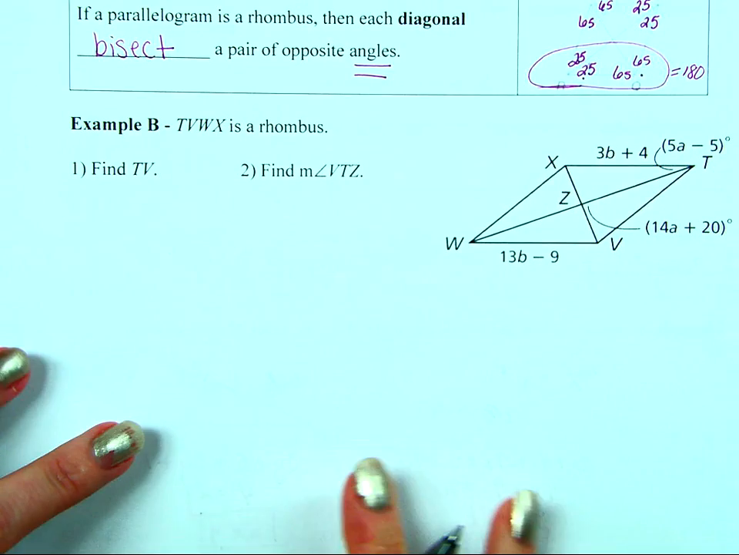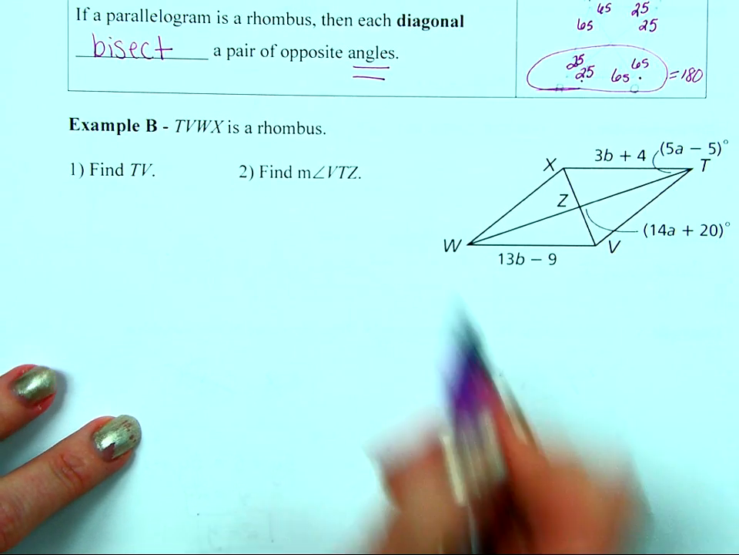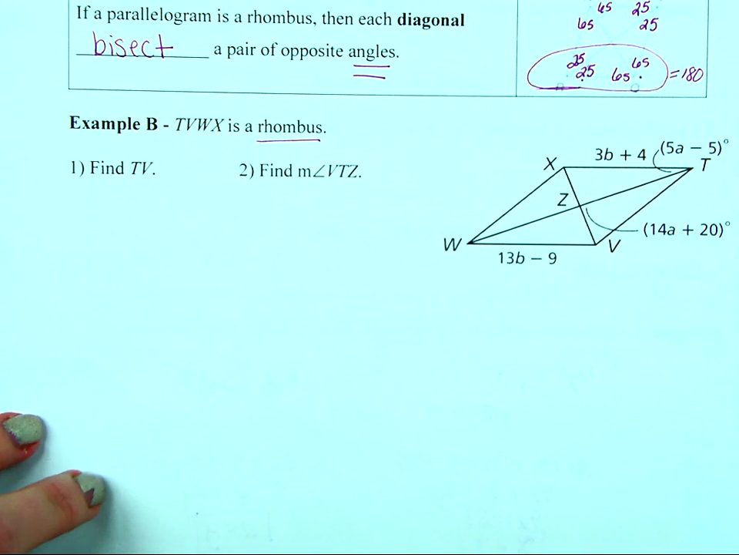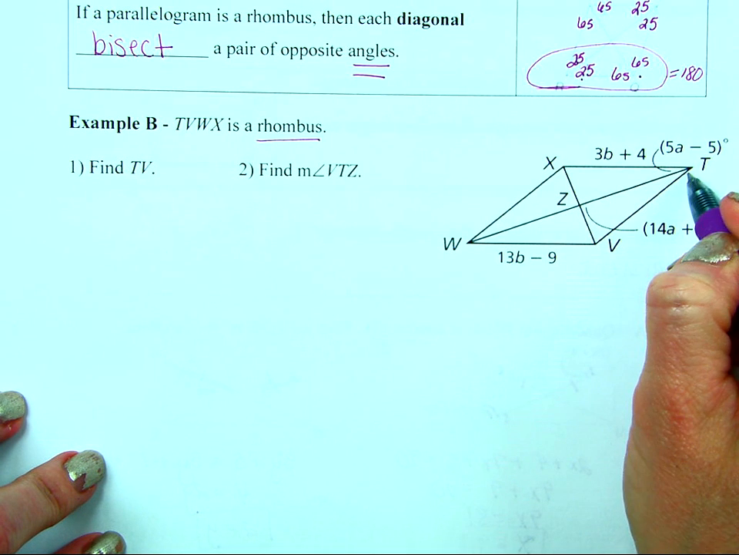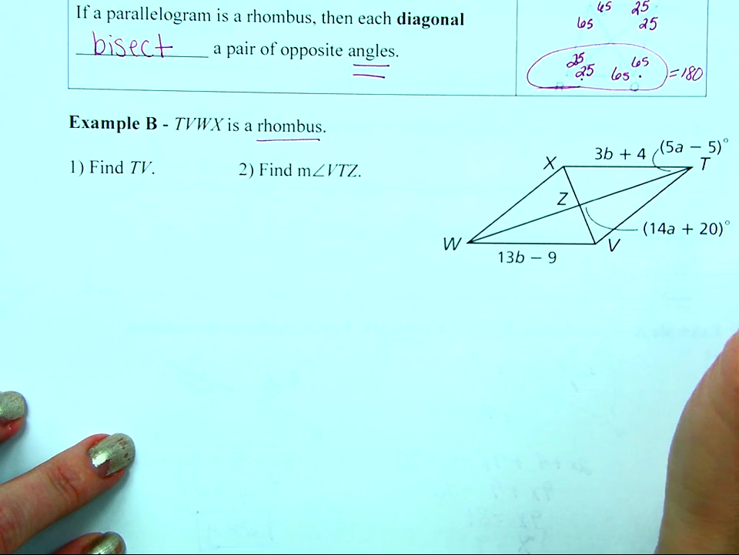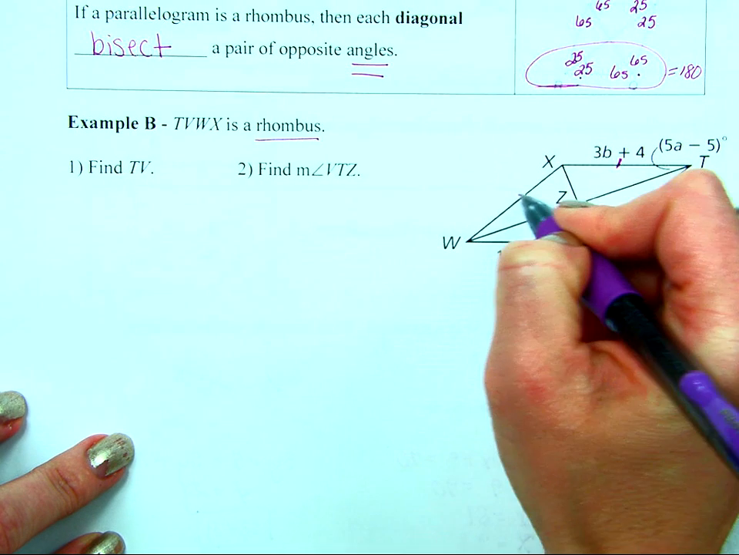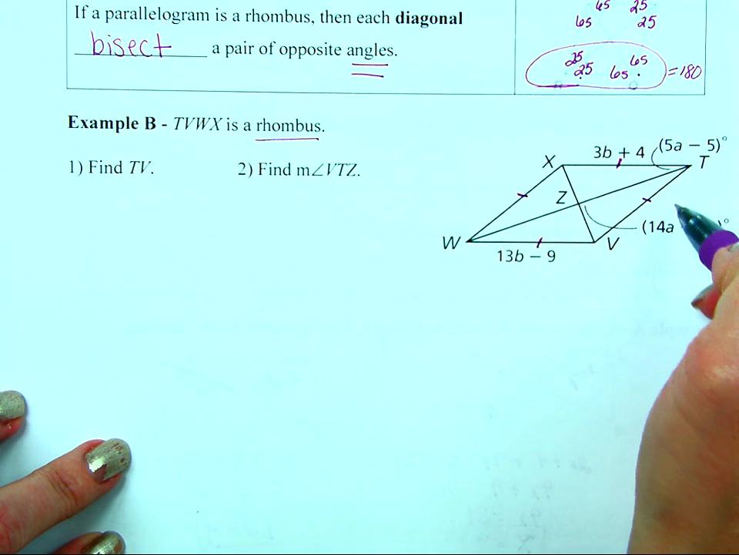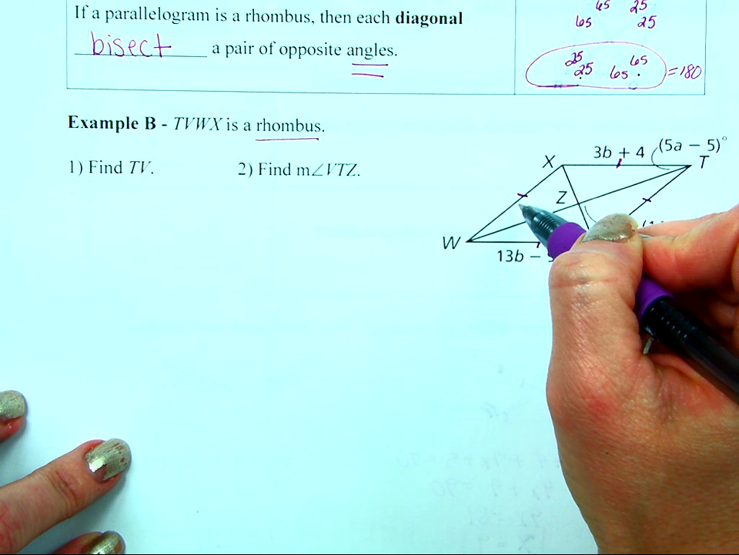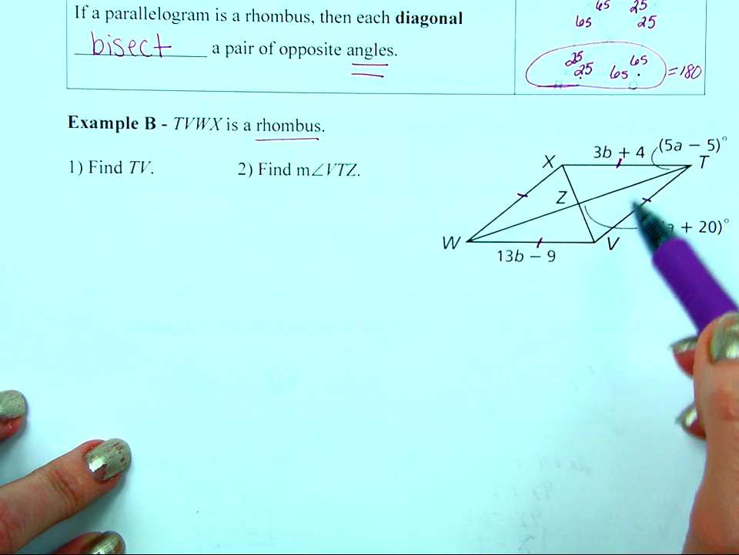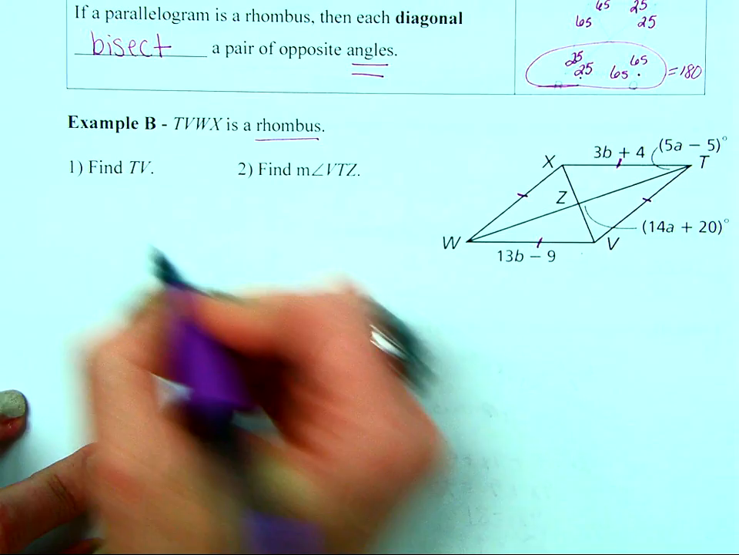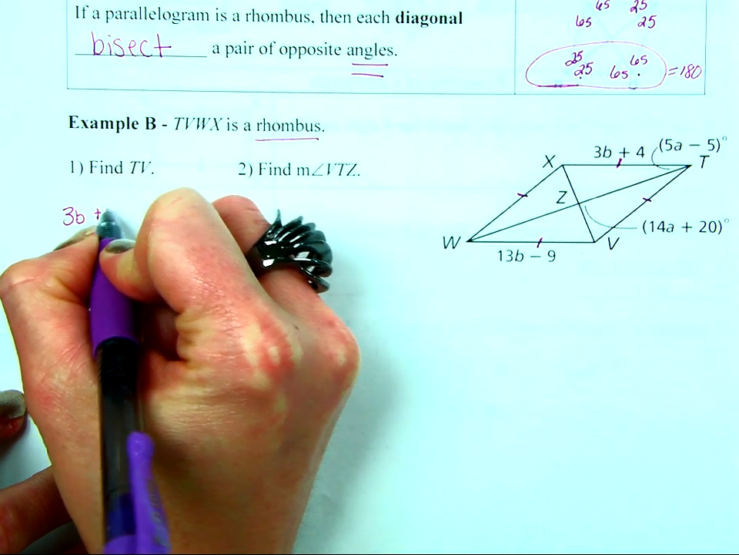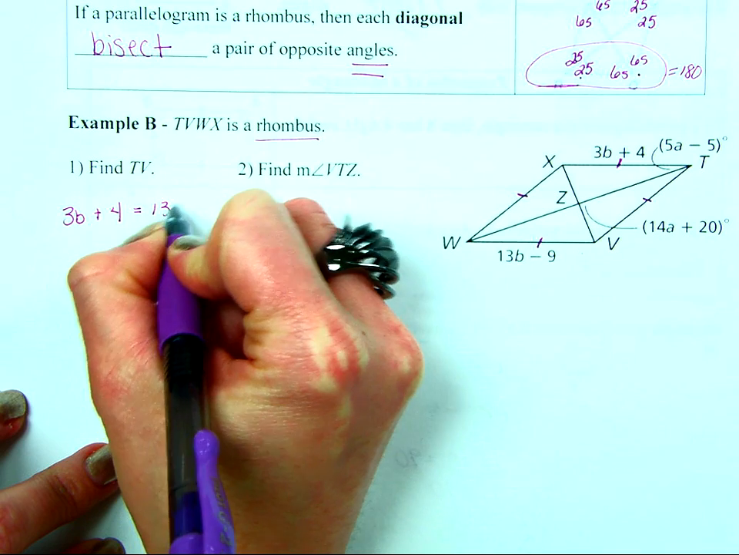Looking down below, my figure TVWX is a rhombus. Now I'm going to take a look at solving first for TV. Well, TV is a side length. If I have a rhombus, I know that all of my sides are congruent. I don't have any information about side TV or side WX, but I can see the top and the bottom, 3b plus 4 and 13b minus 9. I can set those equal to each other to solve for a value of b.